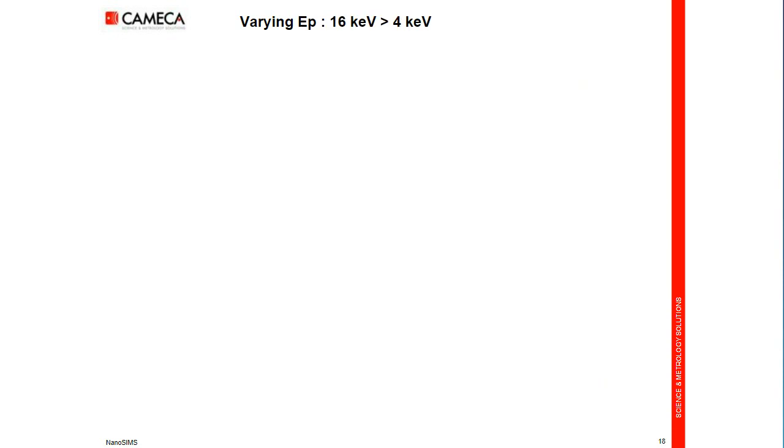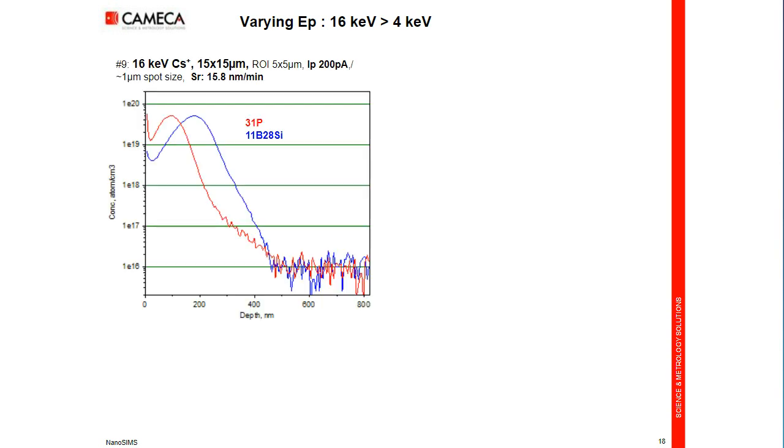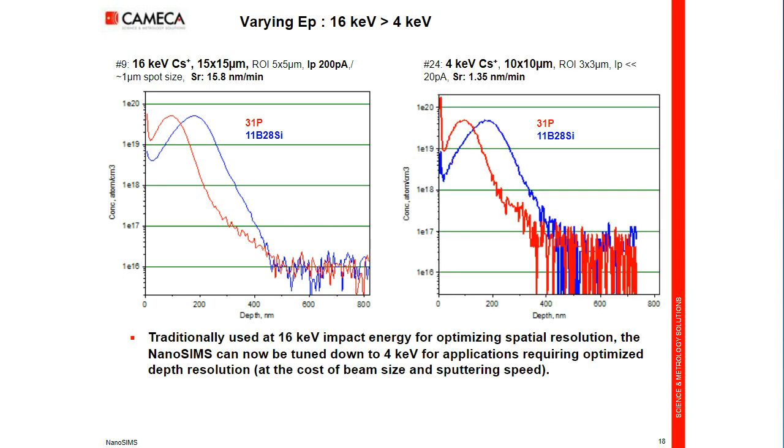Traditionally, the NanoSIMS has been used at high energy, 16 keV, in order to get the best lateral resolution. So here we show the depth profile run at 16 keV cesium over 15 by 15 micron. But nowadays, we can also adjust the primary impact energy. And on the right side, we can display the same profile run at 4 keV impact energy over a crater of 10 by 10 micron.